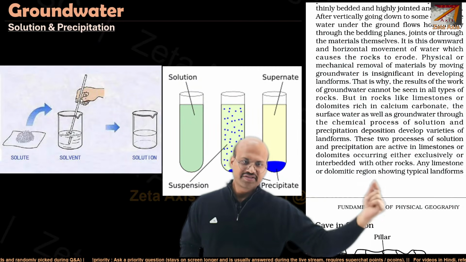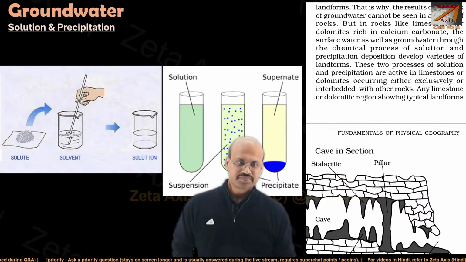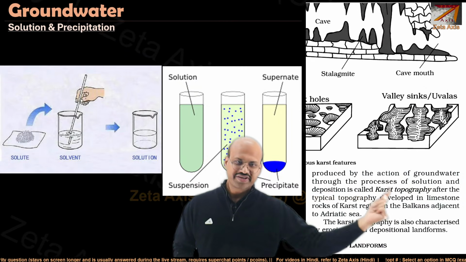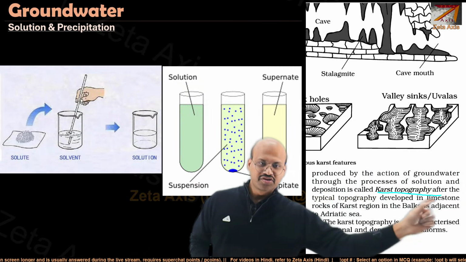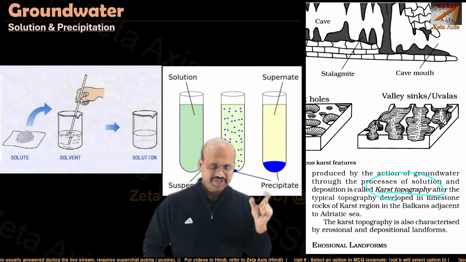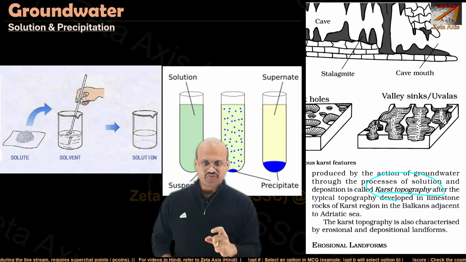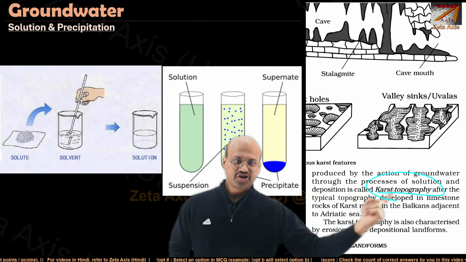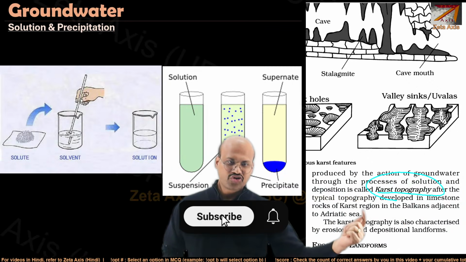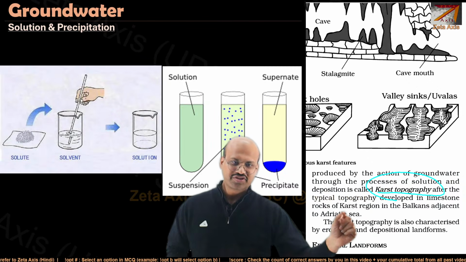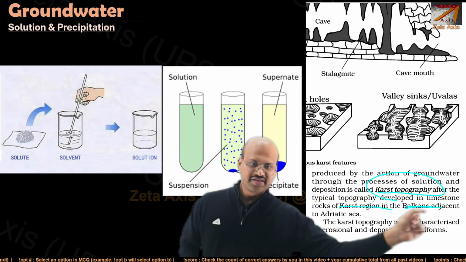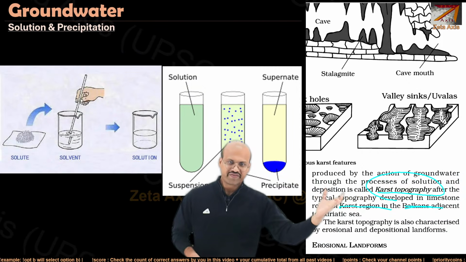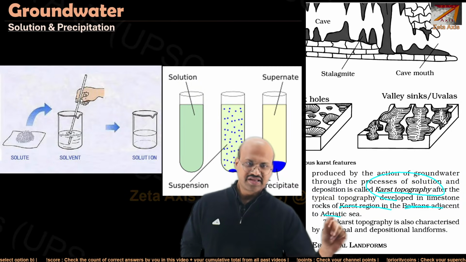Any limestone or dolomite region showing typical landforms produced by action of groundwater through the process of solution and deposition is called karst topography. So there is a very specific name for the groundwater landforms created in limestone, and it is called karst topography, after the typical topography developed in limestone rocks of a region. There is a region in the Balkan area where it was first observed, and from that we have developed this name. So it is widely seen around the Adriatic Sea.